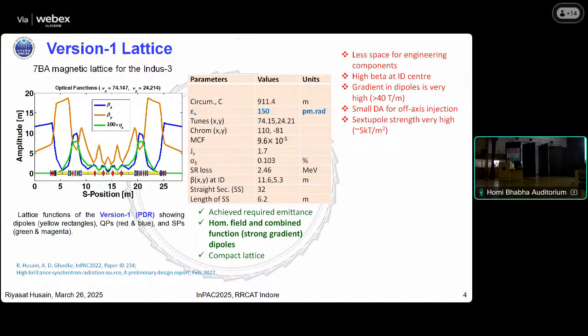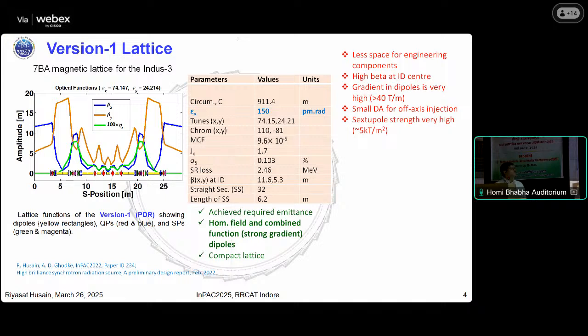That is, this lattice is very compact. It has little space to install various engineering components. And the beta function at the start or at the end of the cell is high, so we want to decrease these beta functions to improve the brilliance from the insertion devices. And the central 3 dipoles, the yellow one, use a high gradient in the dipole magnet, which is really very high and very challenging to achieve in a combined function magnet.